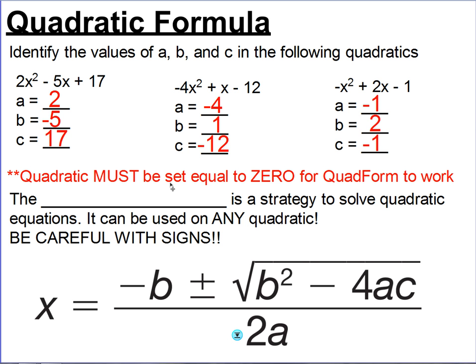Very important. Quadratic must be set equal to 0 for the quadratic formula to work. Okay? So the quadratic formula is a strategy to solve quadratic equations, and it can be used on any quadratic. Be very careful with signs. This says negative b. If my b is already negative and then I'm taking the negative of it, that'll end up being positive. Okay? So we'll show examples of that along the way.